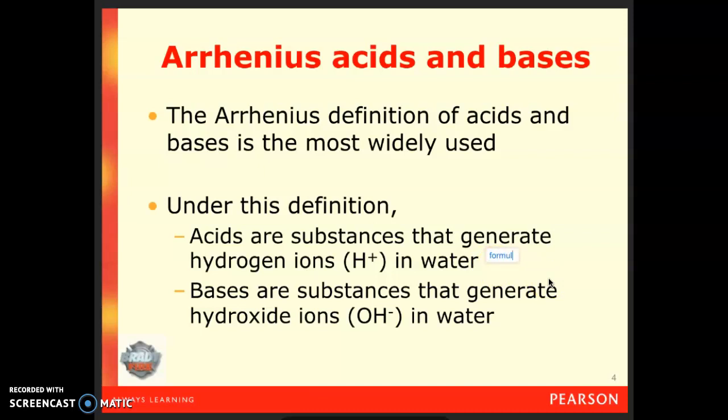And so the way that we can recognize them is that their chemical formulas are going to start with an H. So if I say HCl, HNO3, HBr, C2H3O2, those substances that start with a hydrogen are going to be acids under this definition.